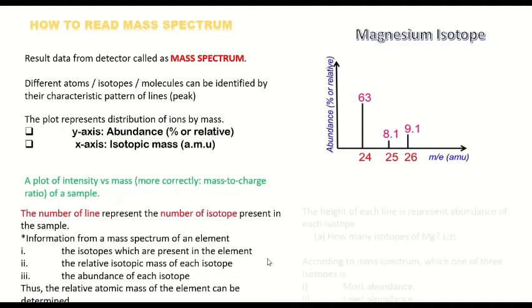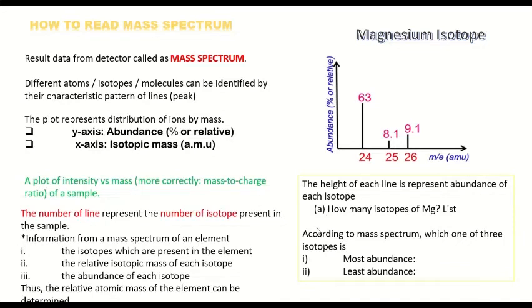Okay, so mari kita jawab soalan sikit. It say that the height of each line is represent abundance of each isotope. How many isotope of magnesium? Okay, so berapa banyak isotop magnesium ni? Ada berapa? Ada 1, ada 2, ada 3. Kita ada magnesium 24, magnesium 25 dan juga magnesium 26.